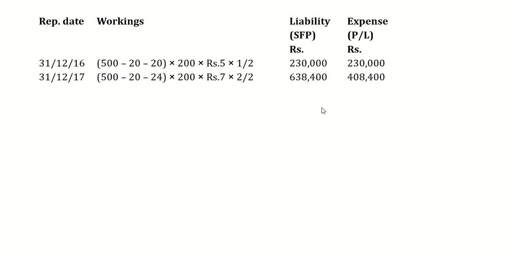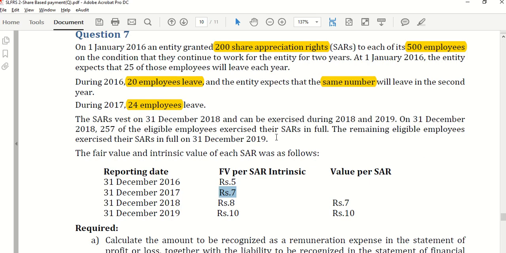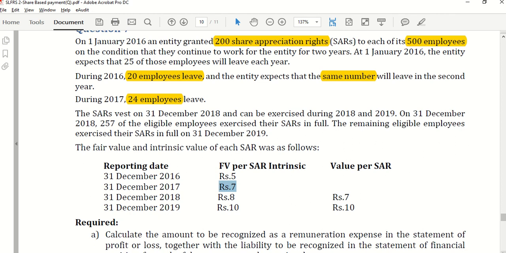So your liability should be 638,400. That's how you record this liability in the financial statement in the first year. Right, okay. Now what happened? That's how you should recognize that in the financial statement.